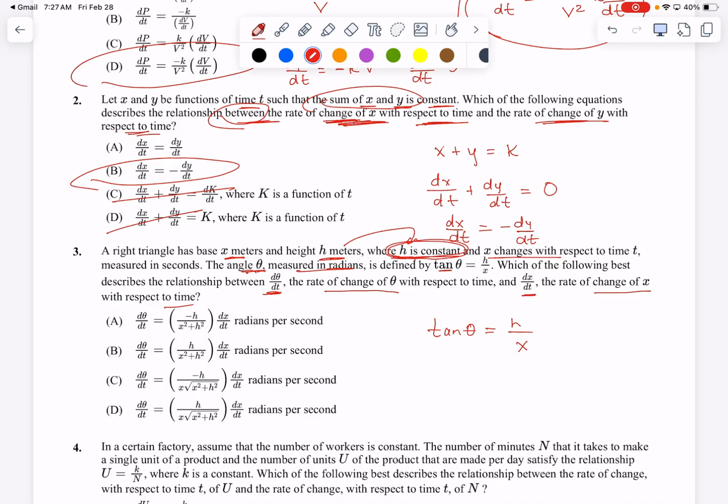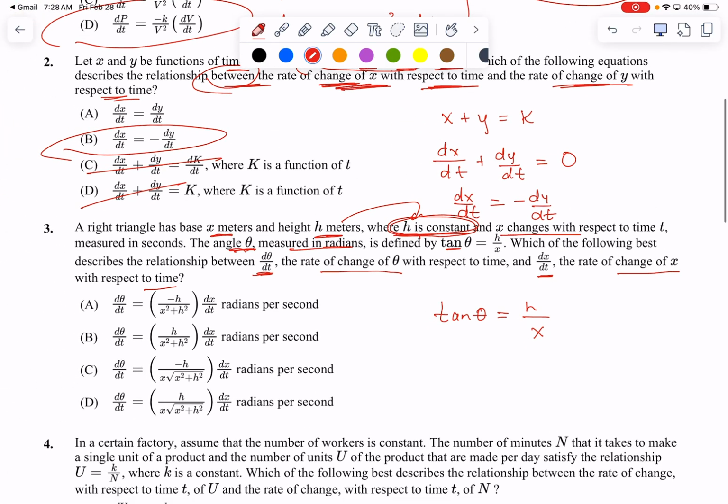So h is held constant. So we don't have to do the derivative of h. We can just treat it as a constant. So I'm going to do the derivative of this implicitly. We've got tangent of theta is equal to h over x. Interesting. This one's actually kind of hard. All right, so we're going to have to do the derivative of this. Whew. Yeah, this one's going to be tricky. I gotta think about this a second to make sure I don't screw this up.